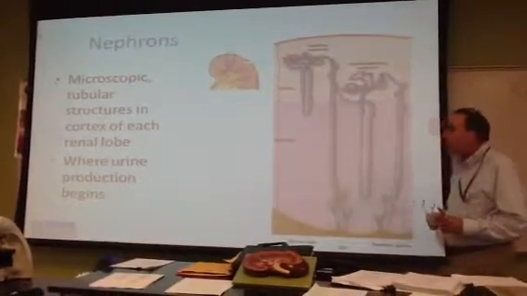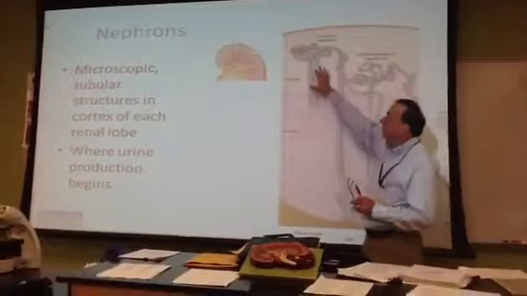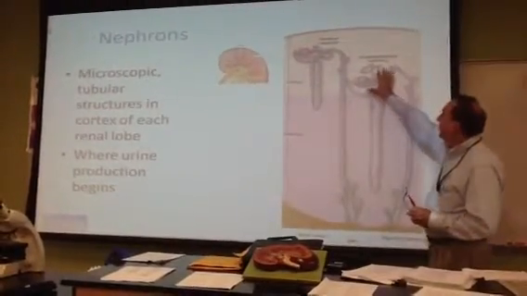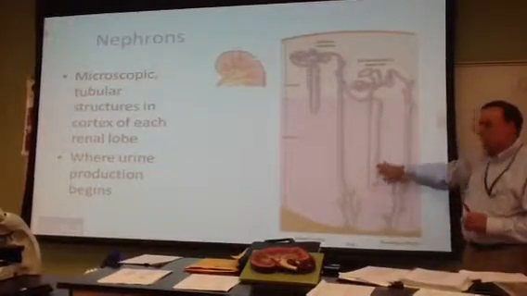There are two types of nephrons. One type stays mainly in the cortex. Another one starts in the cortex and has tubes that extend all the way down through the medulla.